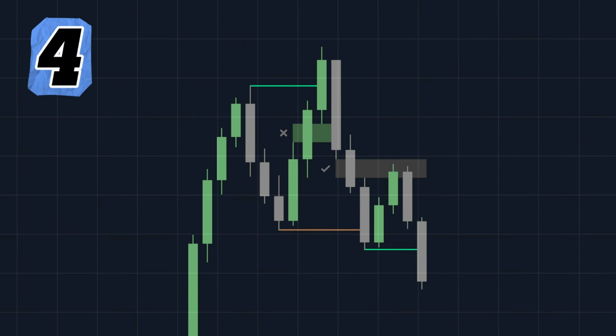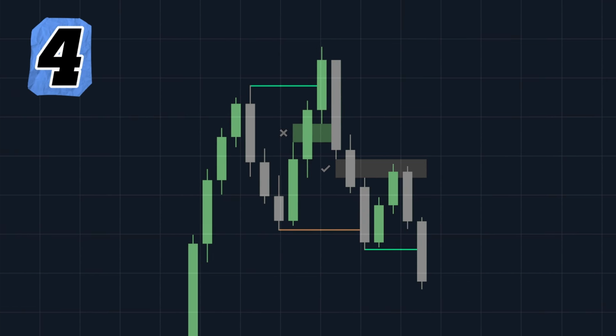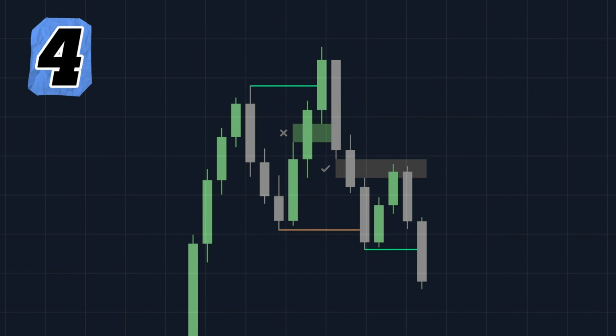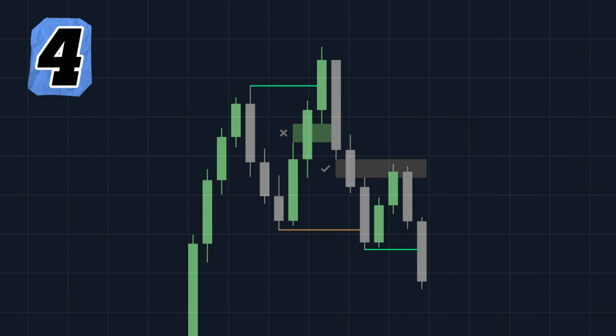This is the typical setup that we tend to see when the market creates a liquidity sweep. And the important note to take here is that we shouldn't actually be taking trades solely on how the price reacts to the external range liquidity.